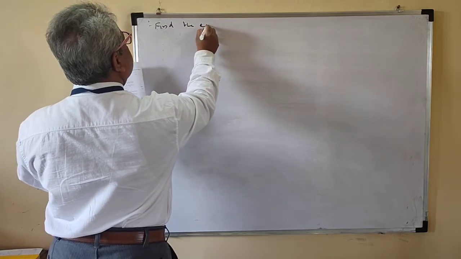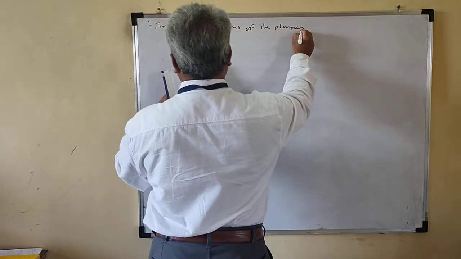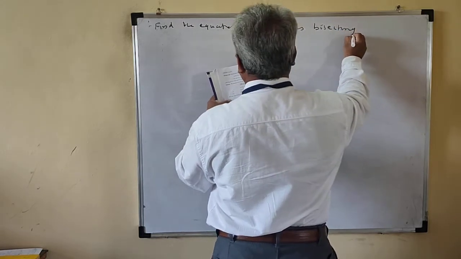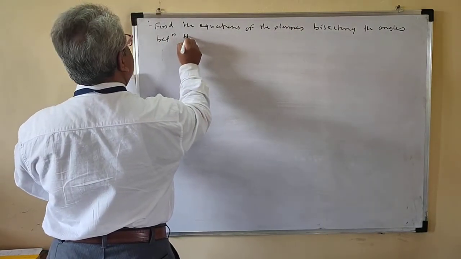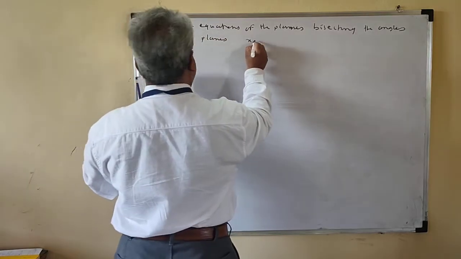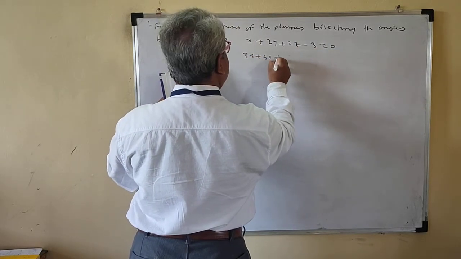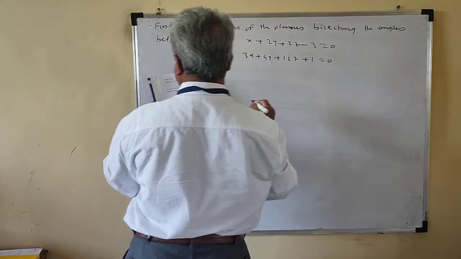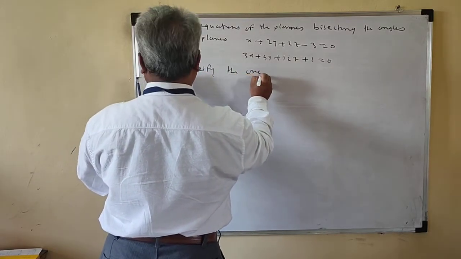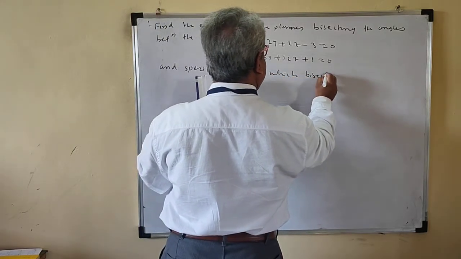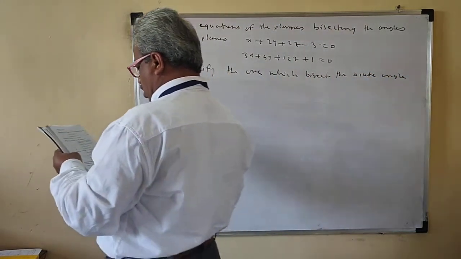Find the equations of the planes bisecting the angles between the planes x plus twice y plus twice z minus 3 is equal to 0, 3x plus 4y plus 12z plus 1 is equal to 0, and specify the one which bisects the acute angle.